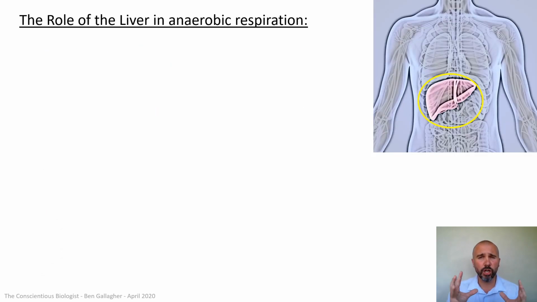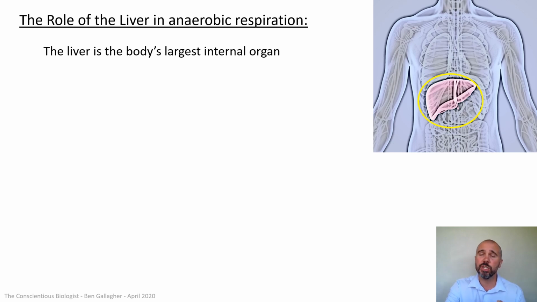Now lastly, just to close up this unit, we need to talk about the role of the liver in anaerobic respiration. Now the liver I've put on the diagram above me here, and I've circled it in a yellow circle so you can see exactly where the liver is. The liver is your largest internal organ.